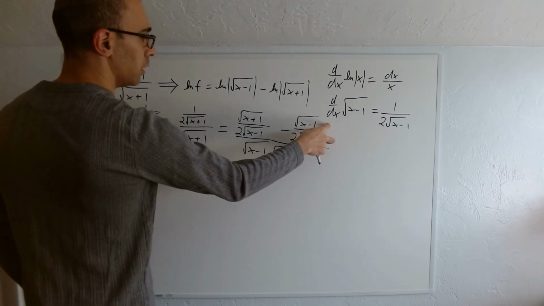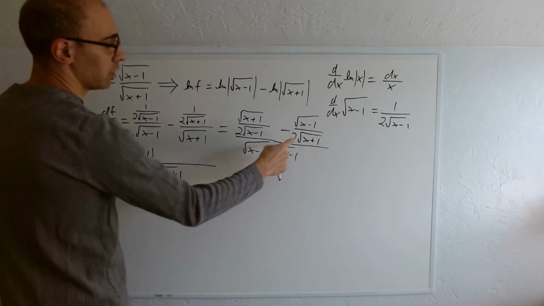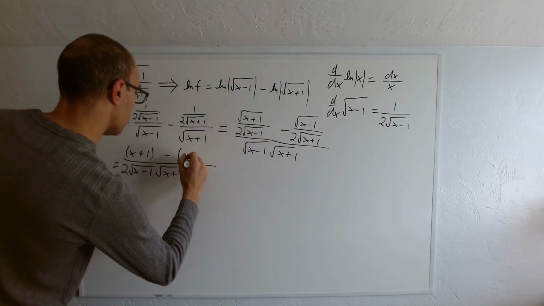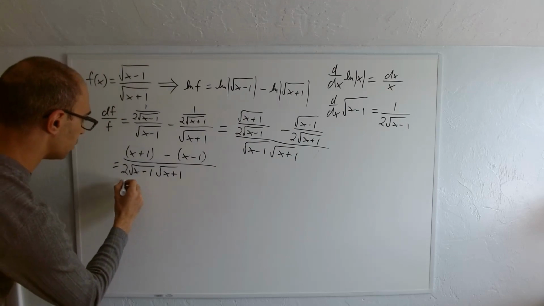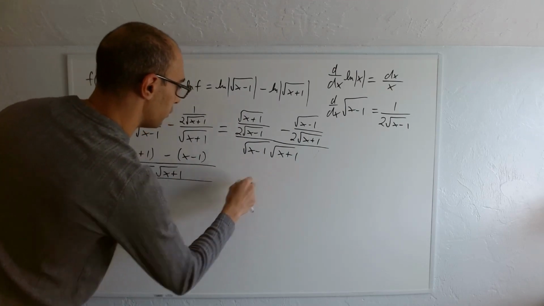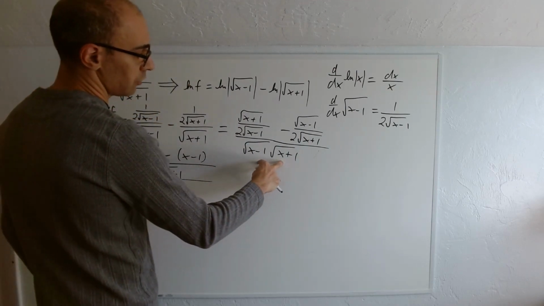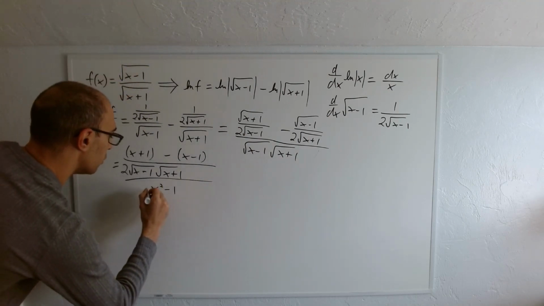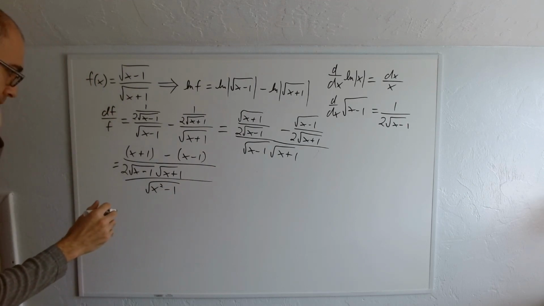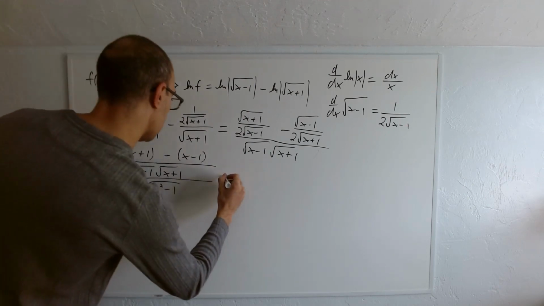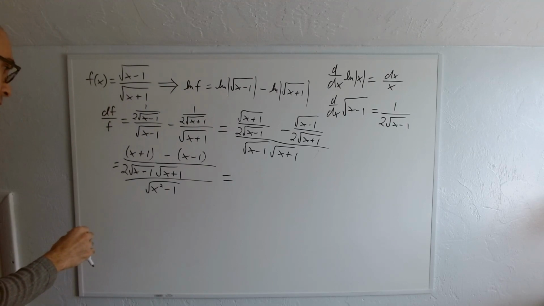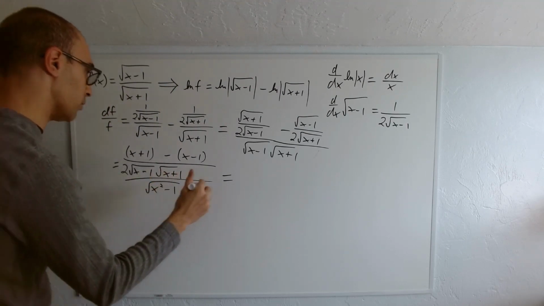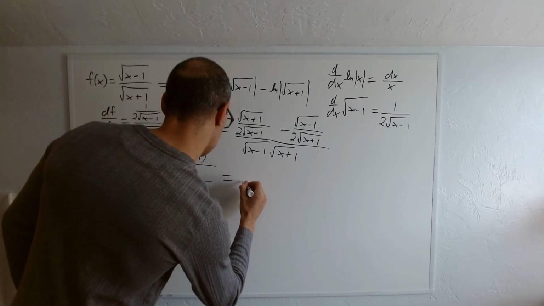Now on this side, because we multiplied both top and bottom by square root x minus 1, this just becomes x minus 1. Now all of that is over this. And remember, we figured this out in the previous problem. It just winds up being square root of x squared minus 1. Okay, now we can simplify this down more. So this winds up being that as well.